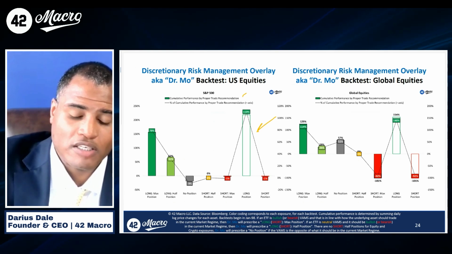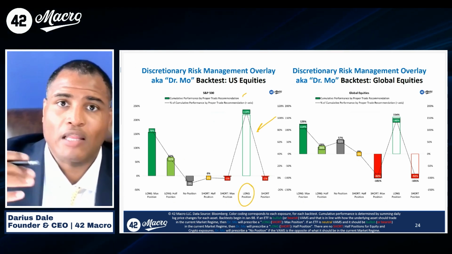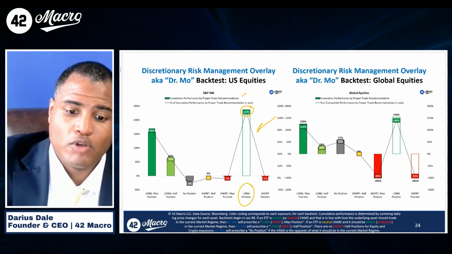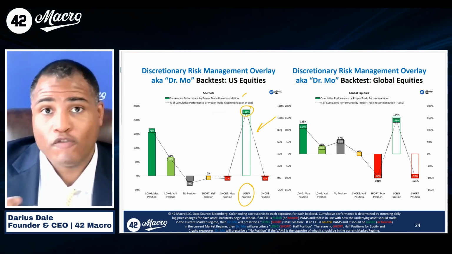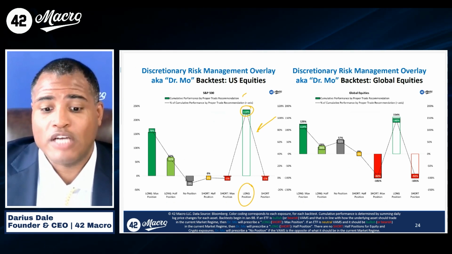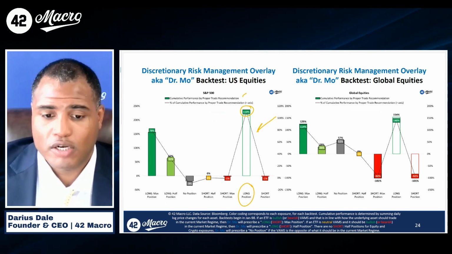And so what we ultimately see is that when Dr. Mo is recommending a long position for the S&P 500, historically, 110% of the cumulative performance that we've seen in the S&P 500 since January of 1998 has come when Dr. Mo has recommended a long position in the S&P 500.